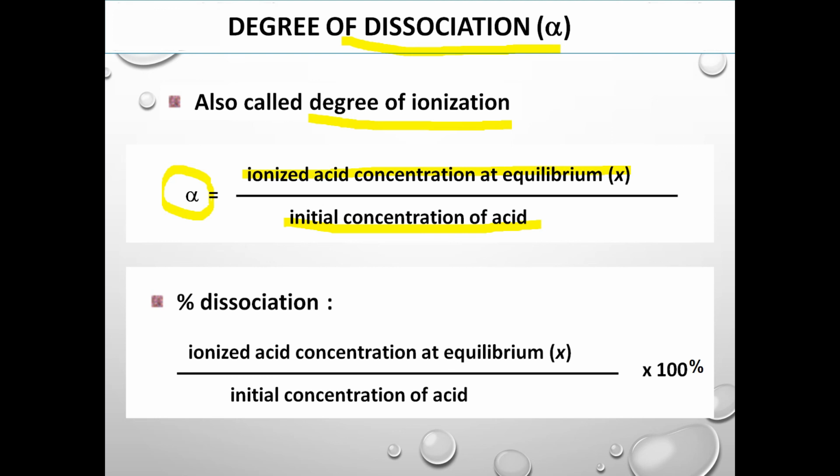In terms of percent ionization or percent dissociation, it also can be calculated as a fraction of the ionized acid concentration at equilibrium, x, to the initial concentration of the acid, multiplied by 100%.